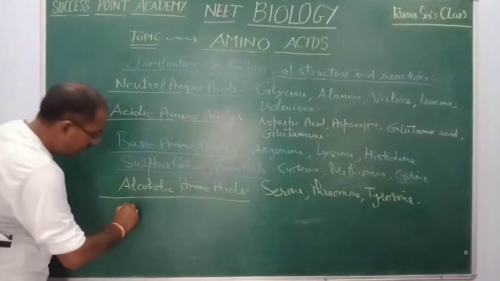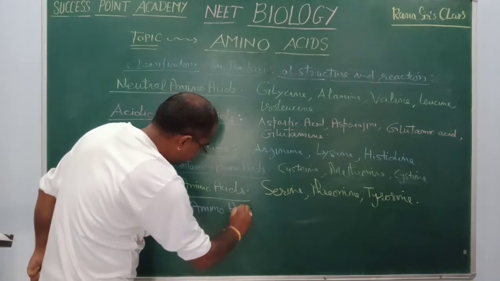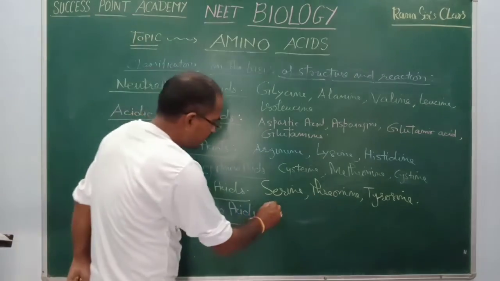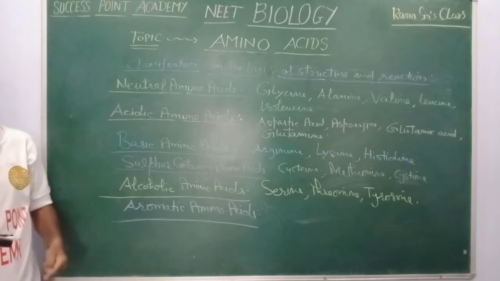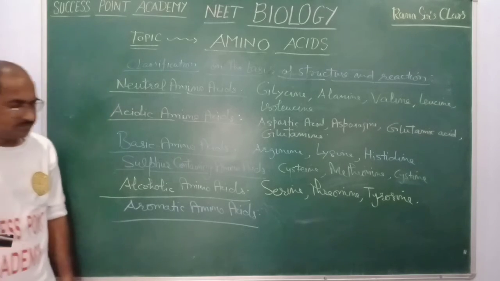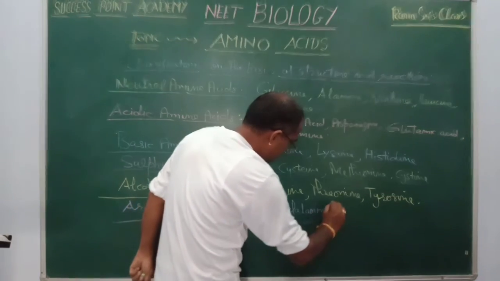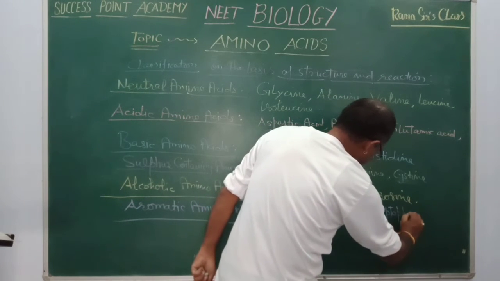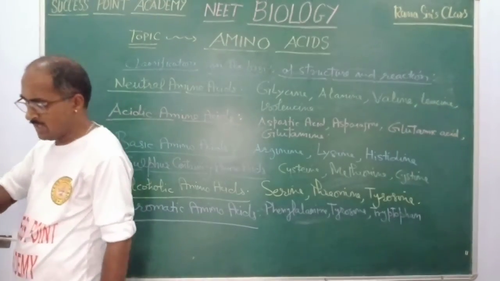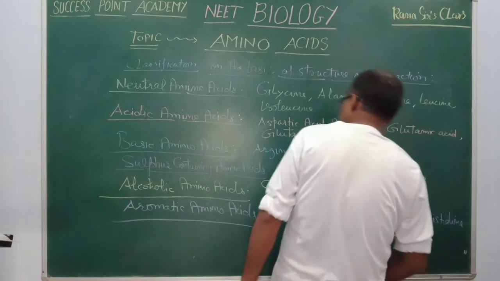Then we have, students, aromatic amino acids. Aromatic amino acids means they are containing a benzene ring in their structure. They are called aromatic. Learn this. Phenylalanine, tyrosine, tryptophan. Phenylalanine, tyrosine, tryptophan, histidine, yes, these are the examples.